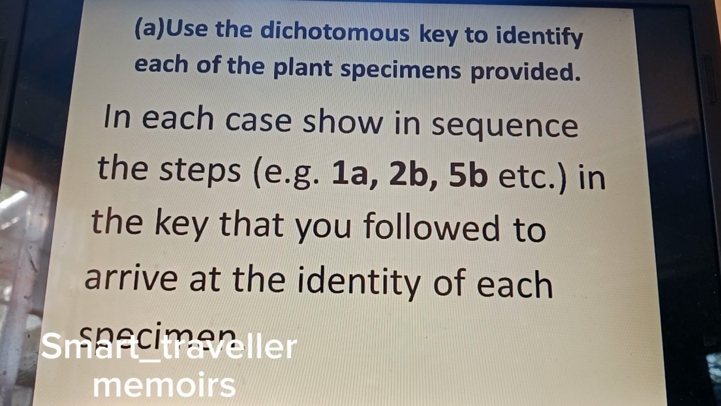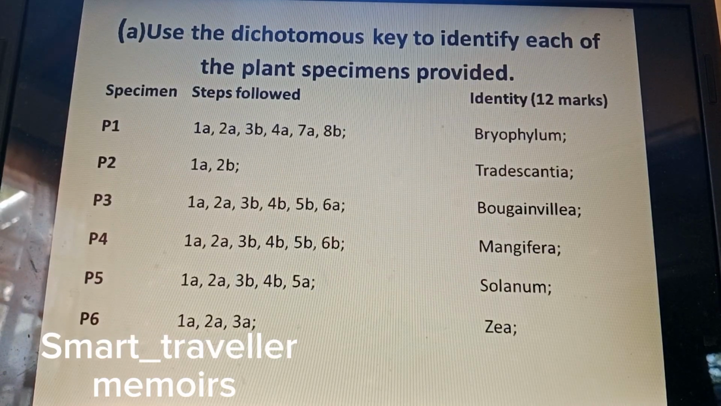Use the dichotomous key to identify each of the plant species provided. In each case, show in sequence the steps 1a, 2b, 5b, etc. in the key that you followed to arrive at the identity of each specimen. So, using the dichotomous key to identify each of the plant specimens provided, the steps for specimens P1, P2, P3, P4, P5, P6 are as follows.